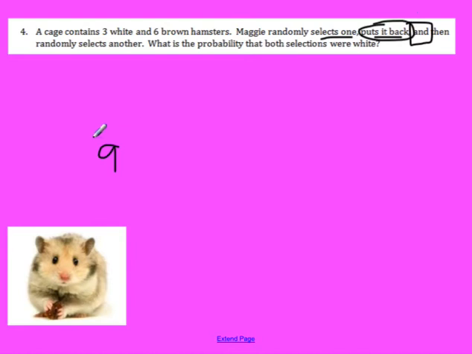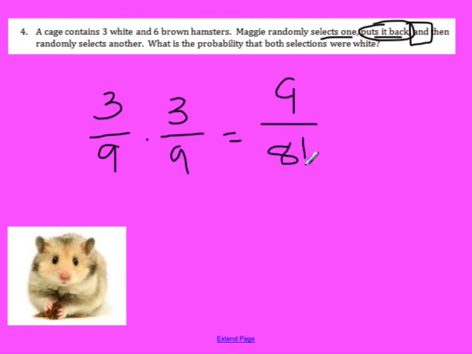Well, when she first starts out, 3 of her 9 were white. But then she takes it out, puts it back in, and she's going to draw again. So we still have 9 total, and we still have 3 that are white. So now again, we're going to multiply across. 3 times 3 is 9. 9 times 9 is 81. And then we can divide out that fraction, and we end up getting 0.11. So there's about an 11% chance of us actually drawing out a white hamster both times.